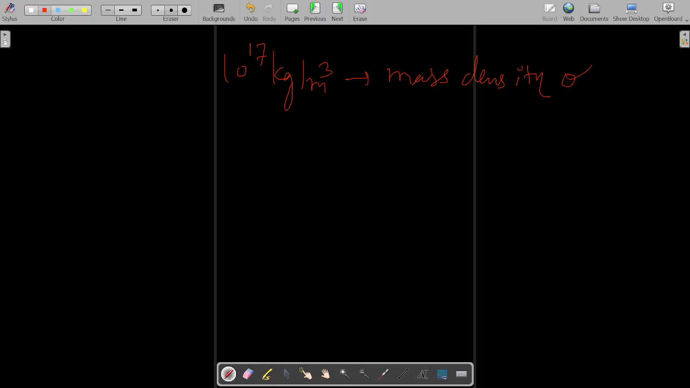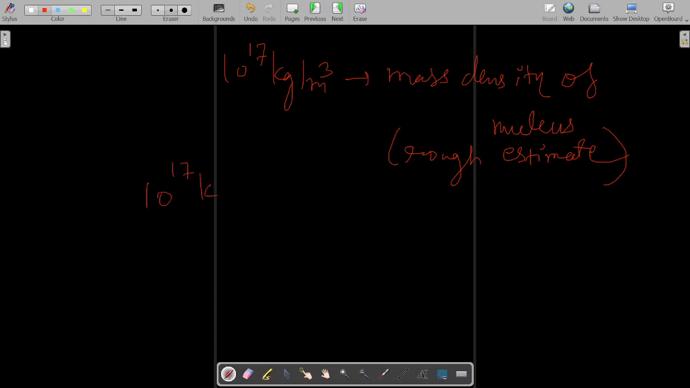It is a rough estimate. So what does this imply? This implies that 1 meter cube of nucleus contains 10 to the power 17 kg of nucleons.